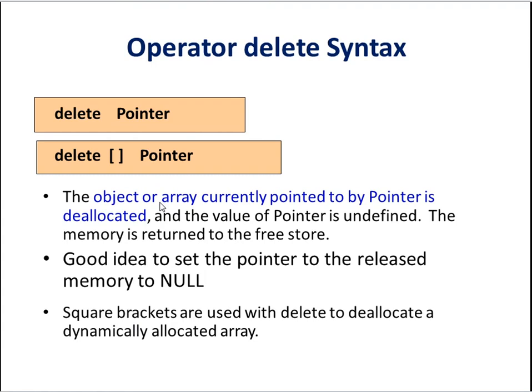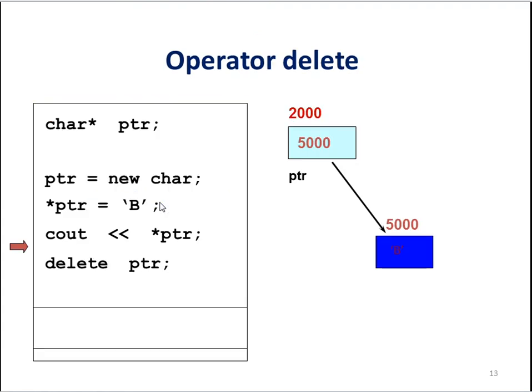Square brackets are used with delete to deallocate dynamically allocated memory for an array. This is the syntax for how the memory is allocated. When executing, here this is a char star. We have created a character type pointer. Then ptr equal to new character. We allocated the memory using new, and whatever the address is, the pointer points to it. Then star ptr, we have changed the value to b.